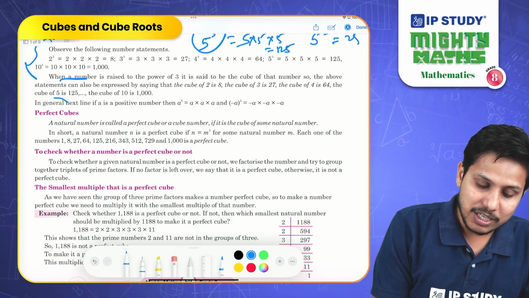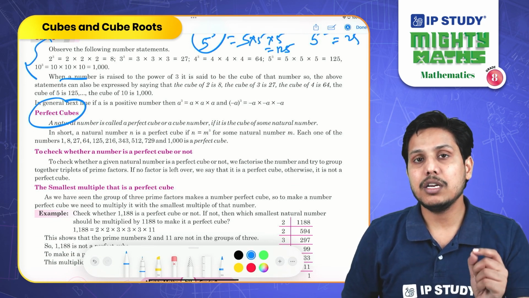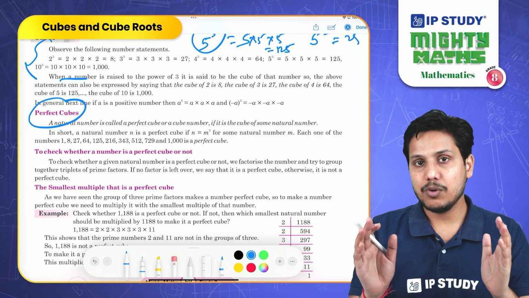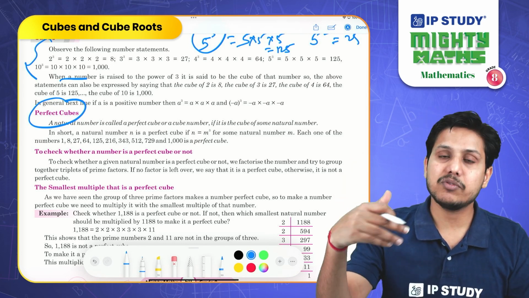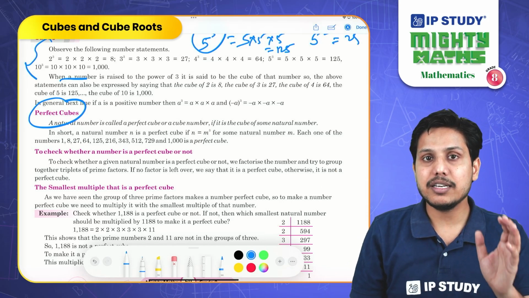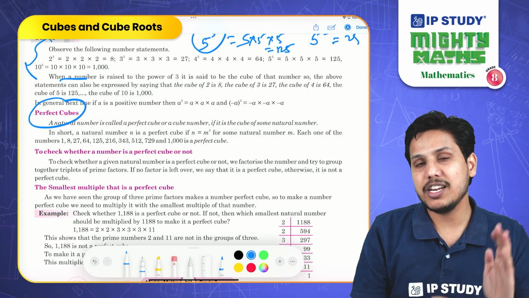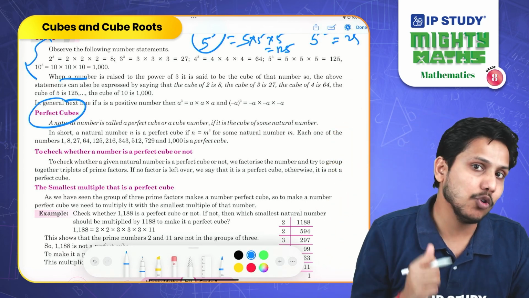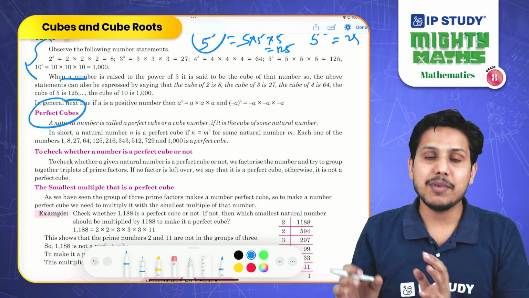Now what is a perfect cube, students? We have already understood what perfect squares are. The square of 1 is 1, the square of 2 is 4, the square of 3 is 9. These numbers 1, 4, 9 are called perfect squares. Perfect cubes are similar: the cube of 1 is 1, the cube of 2 is 8, the cube of 3 is 27. So these numbers 1, 8, 27 are called perfect cubes. It is quite a similar pattern, and you can just follow the same trend over here.